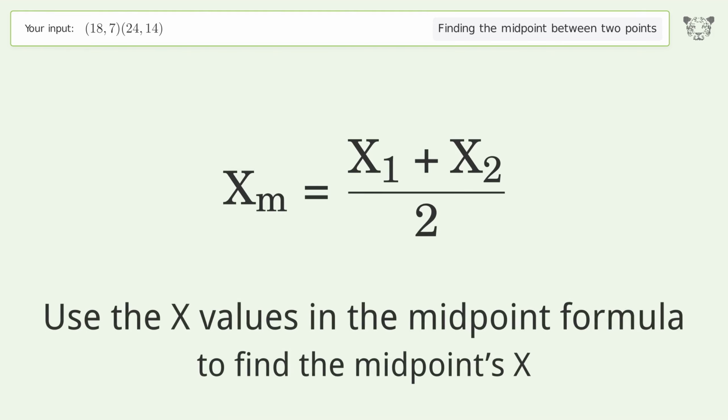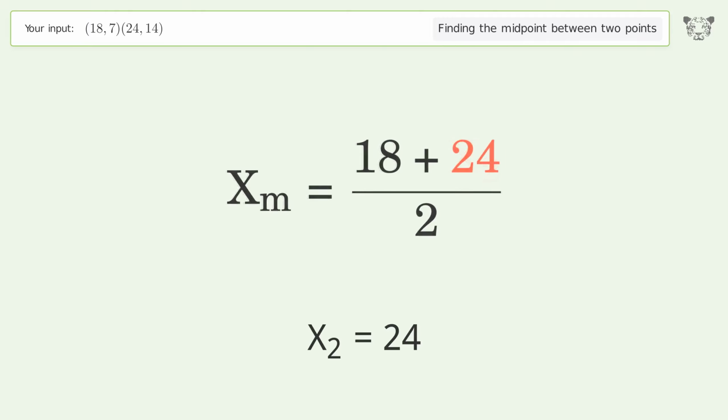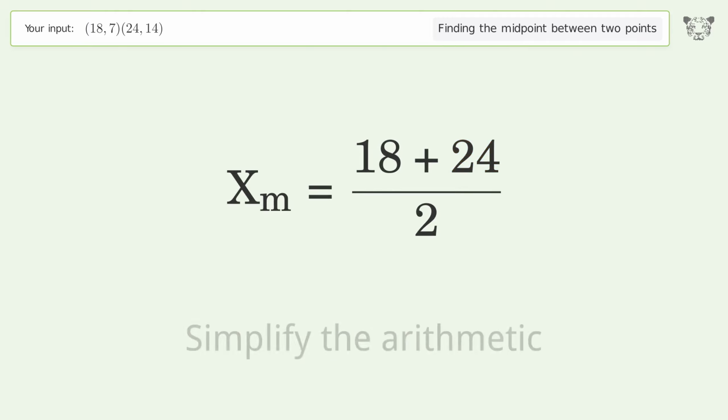Use the x values in the midpoint formula to find the midpoint's x. x1 equals 18. x2 equals 24. Simplify the arithmetic.